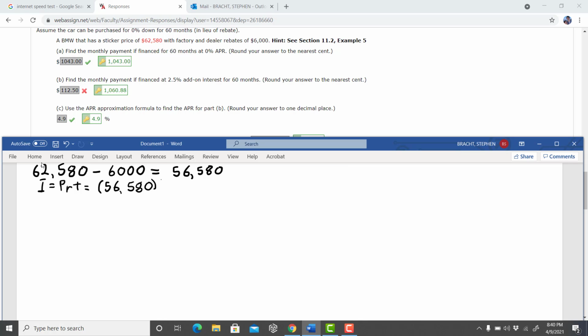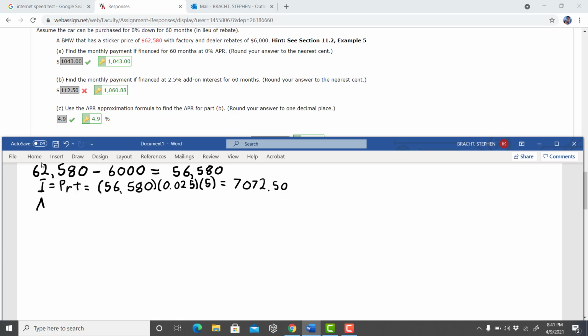The interest rate given in the problem is 2.5%. And remember, with simple interest the time always has to be in units of years. It's 60 months, but in units of years that would be 5 years, so we put 5 in for t. And this works out to be 7,072.50.